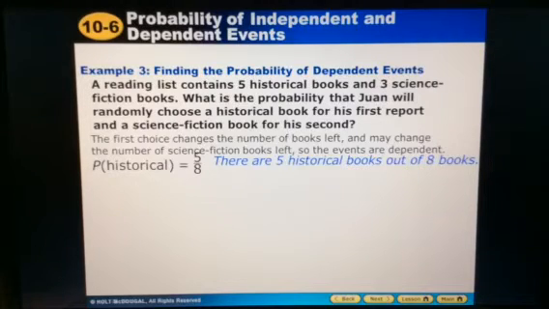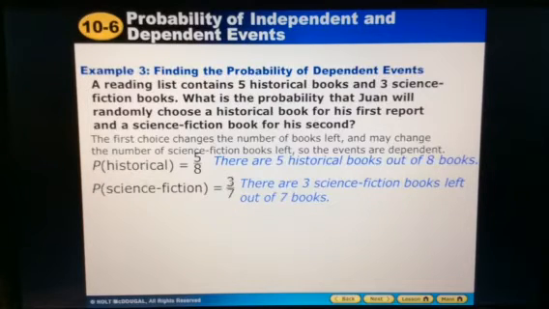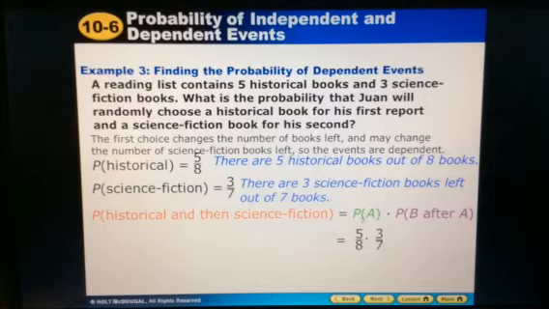We want the probability of historical, which is 5 eighths. And then if we take a historical one, then one of those is gone, and then there's left 3 science fiction and 4 history books. So that's going to be 3 left out of 7, so that's 3 sevenths. And then if you multiply these two probabilities, you get 15 out of 56. Probability of A, and then the probability of B after A, which means you've taken one of the history books out.